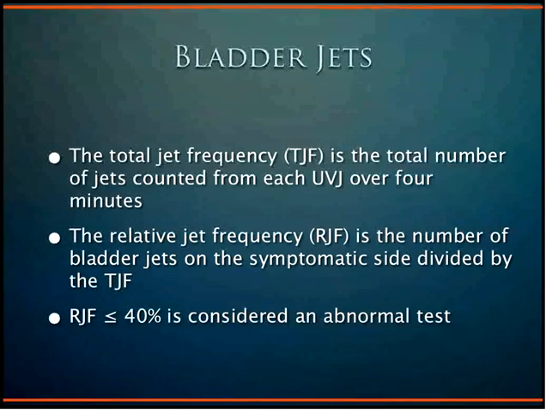The relative jet frequency is the number of bladder jets on the symptomatic side divided by the total jet frequency. If the relative jet frequency is less than 40%, it's considered an abnormal test, and a CT urogram should be considered for an obstructing ureteral calculus.